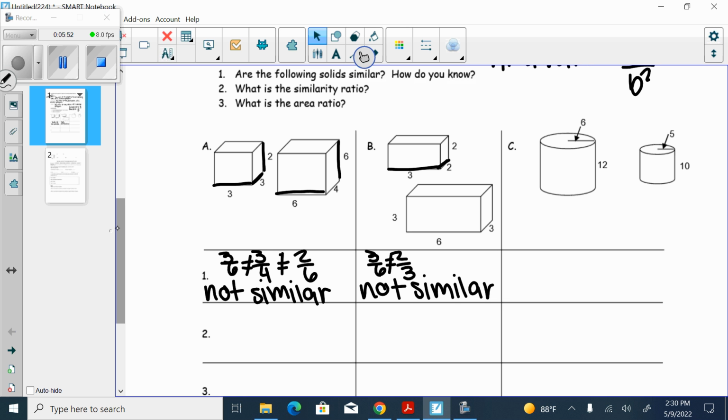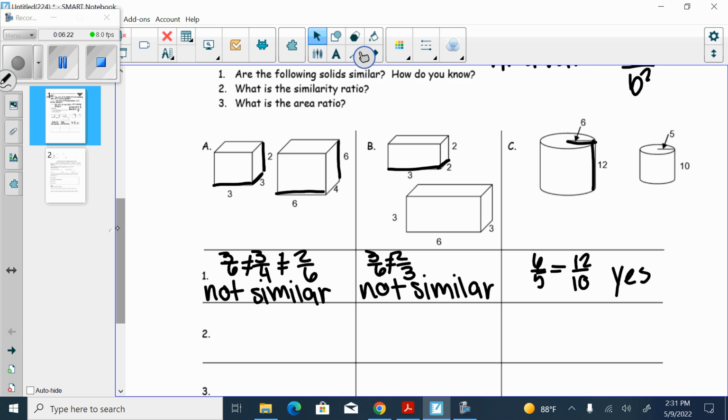So then let's look at figure C. We're looking at corresponding pieces. What corresponds with the 6 in the smaller figure? 5, so I could write it as 6 over 5. Okay, and what corresponds with the height of 12? And is 6 over 5 equivalent to 12 over 10? Yes. So I could say that yes, these ones are similar.